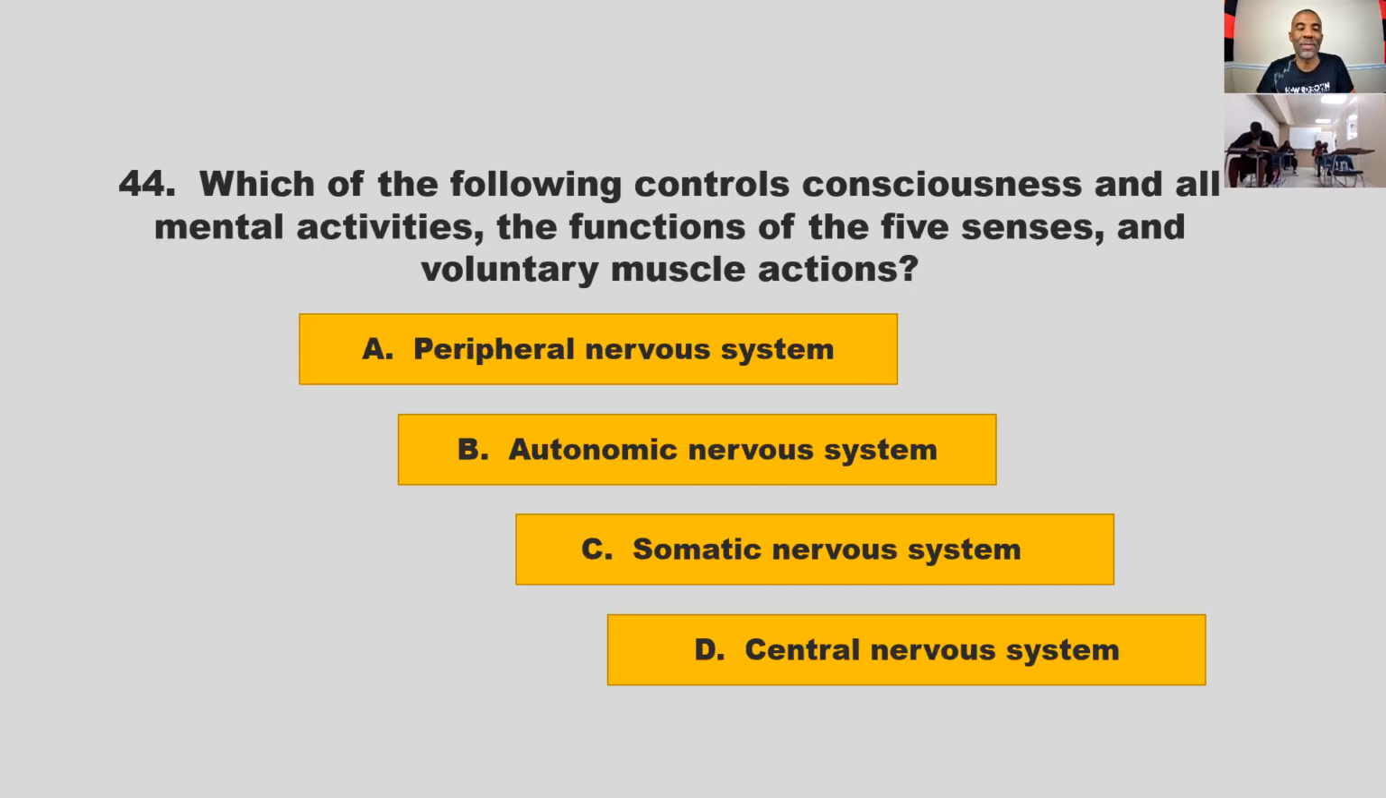Which of the following controls consciousness and all mental activities, the functions of the 5 senses, and voluntary muscle actions? Is it peripheral nervous system, autonomic nervous system, somatic nervous system, or central nervous system?